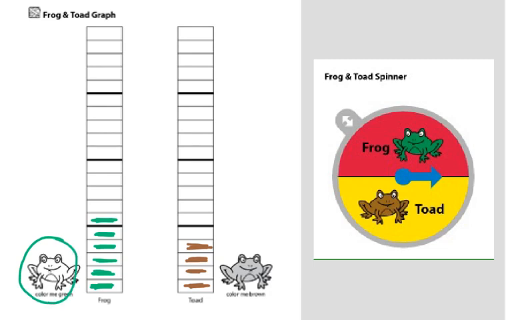If you said frog, nice job. Which one has the least, frog or toad? That would be toad. How many pieces does frog have? If you said 6, nice job. How many pieces does toad have? That's right, 4. I'm going to go ahead and spin the spinner and see what we land on today.